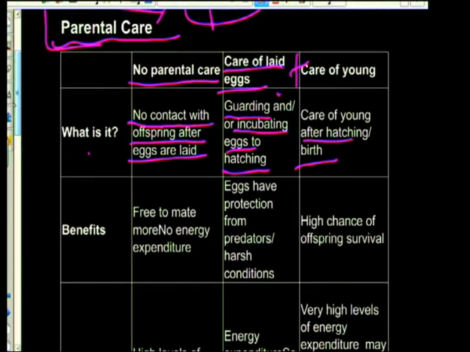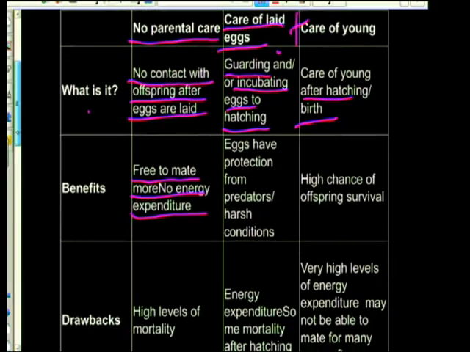What are the benefits? The benefit of no parental care is obviously that the organism can carry on mating and there's no energy and no time wasted on parental care. Again, we cannot take this and fit it to human beings and say that's an advantage, that's why we don't want to take care of our young.